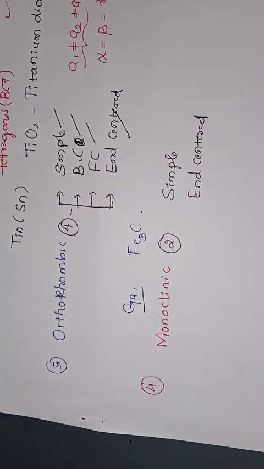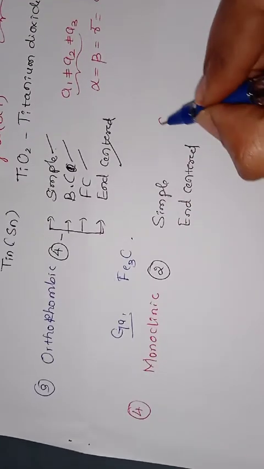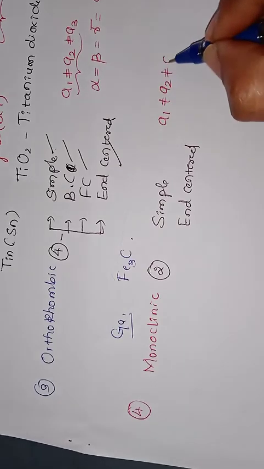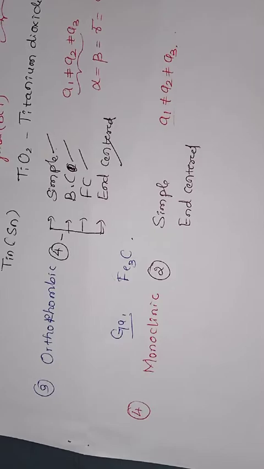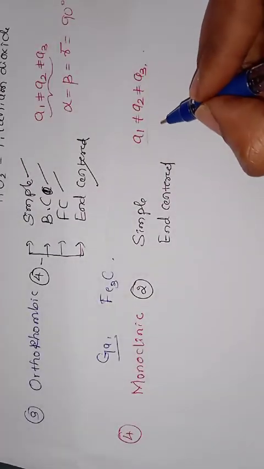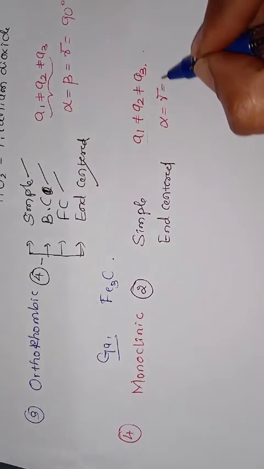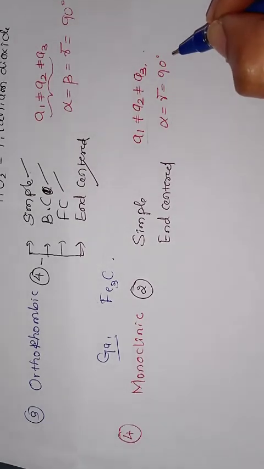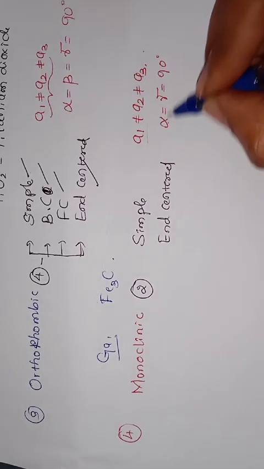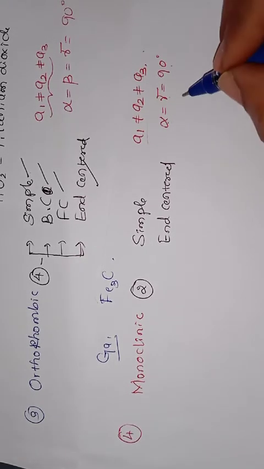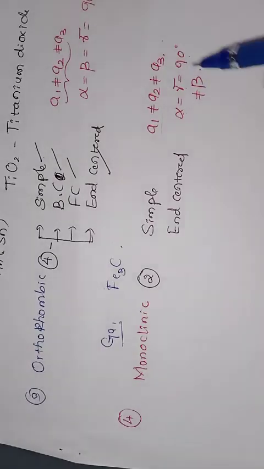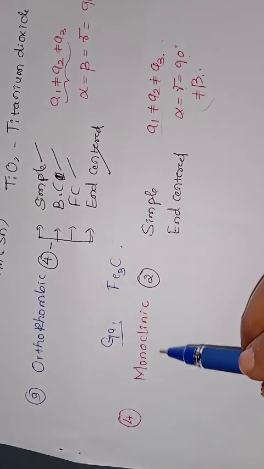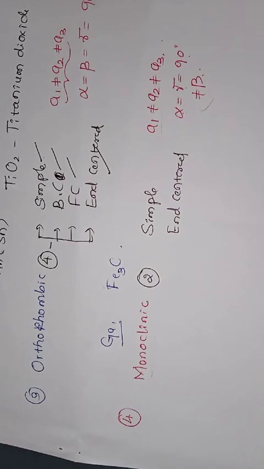Then what about this lattice parameter? The lattice parameters A1 is not equal to A2 is not equal to A3, means these have different lengths. Then alpha and gamma are equal to 90 degree but not beta. The one angle, beta angle, is not equal to 90 degree in the monoclinic crystal system.